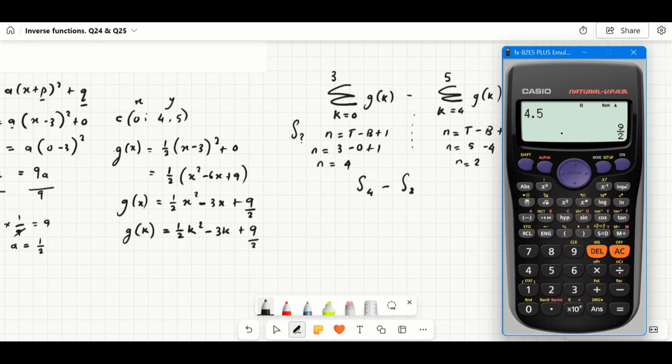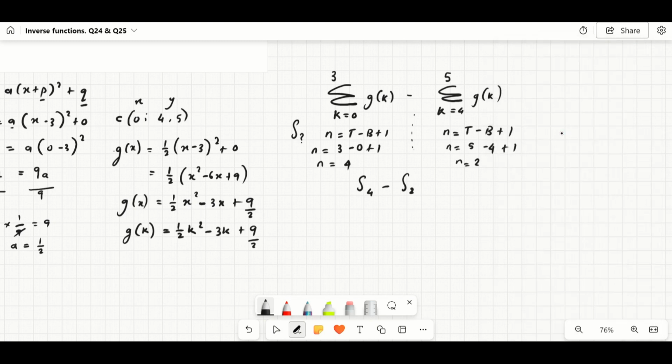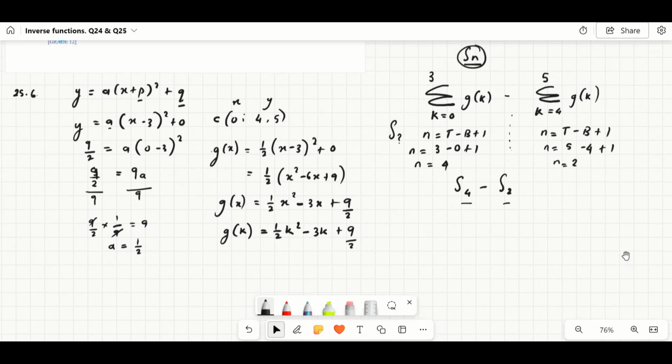Sometimes people want to associate sigma notation with formulas for Sn. Now, we don't have Sn for a quadratic graph. We don't have one. But I think you can find 4 values this side and subtract 2 values that side. Okay? So without using a formula, this is how we can calculate the sum.